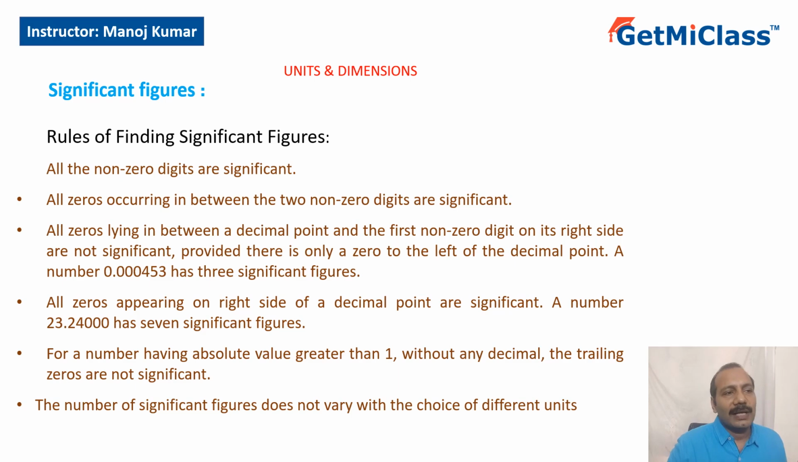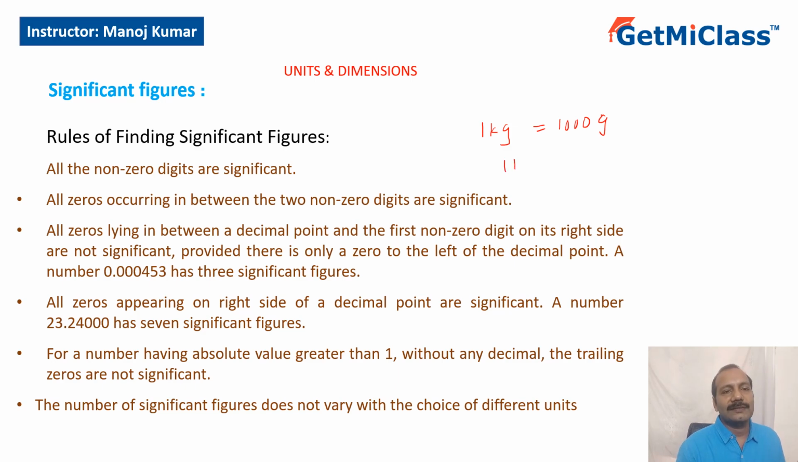Now, what are the rules for finding significant figures? All non-zero digits are significant, so there is no problem. Now, before getting into the rules, there are conversion factors. Like I say 1 kilogram and somebody else says it is 1000 grams. The instrument has measured 1 kilogram, but when I express it in grams, it becomes 1000 grams. I cannot say that this is more accurate than that, because the same instrument has given me the value. I'm just converting.